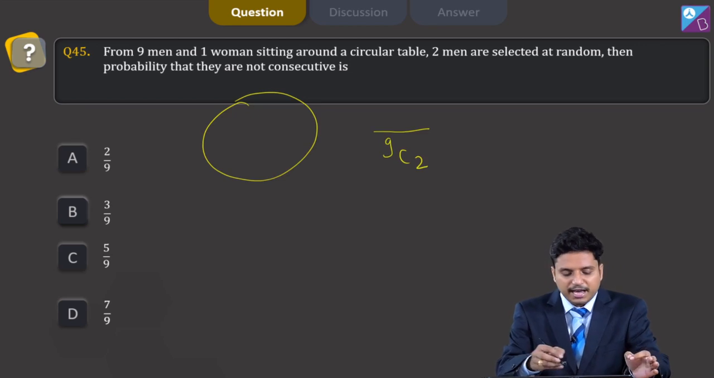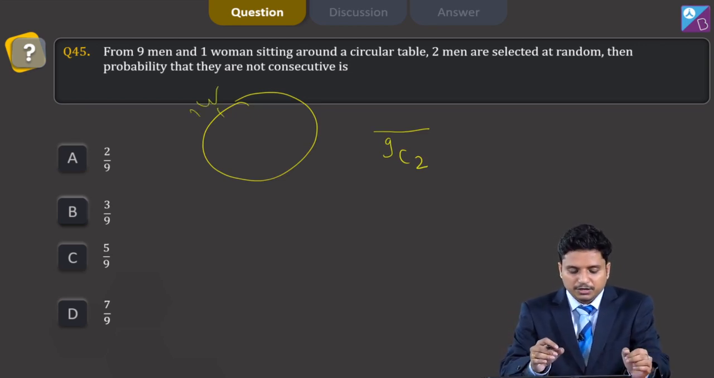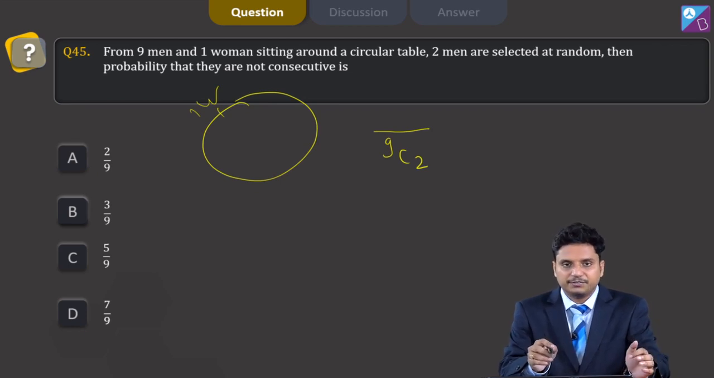Now you can see as one woman is situated in this circular table, suppose we arrange her seat first of all, and then we have to place those 9 men. So now it will work as a linear permutation because one of the persons is already set. So everything else will be considered as a linear permutation. So 9 men and 1 woman, how many ways will be there so that those are consecutive?